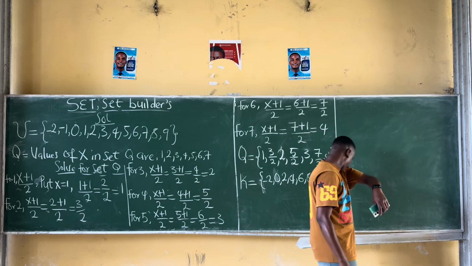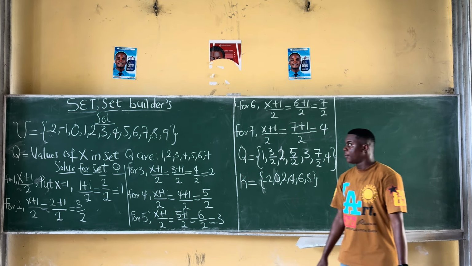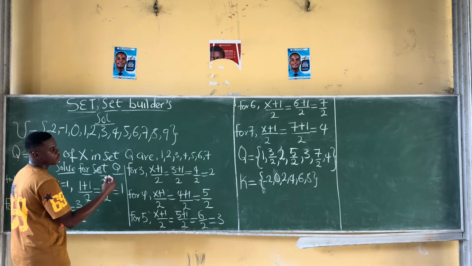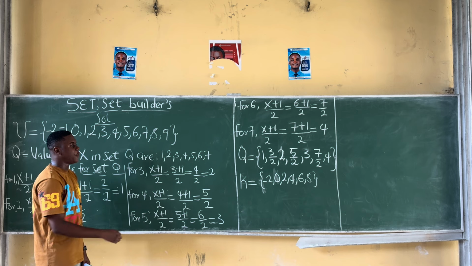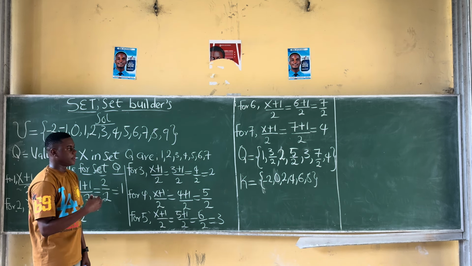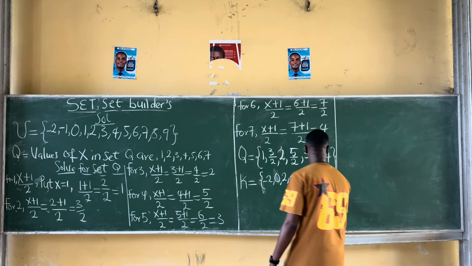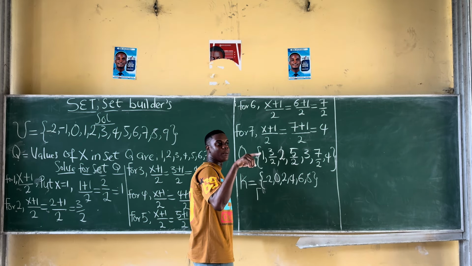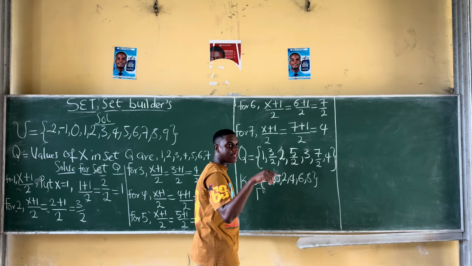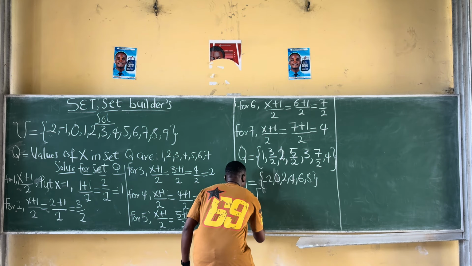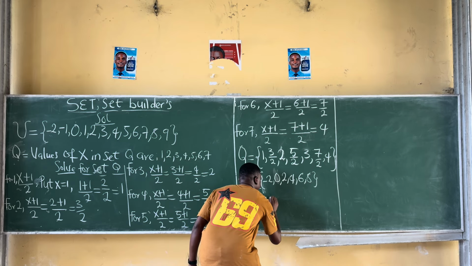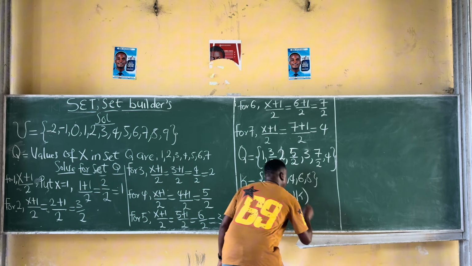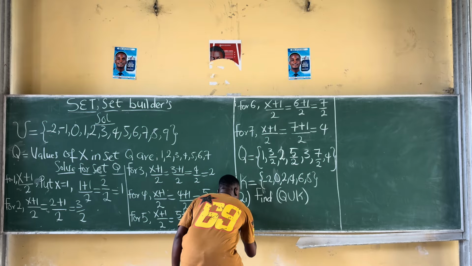Alright. Now we have gotten all the sets. We have gotten Q, U, and K. So, next task. That's question number 2 (i). So 2(i), find Q union K. So let's find Q union K.